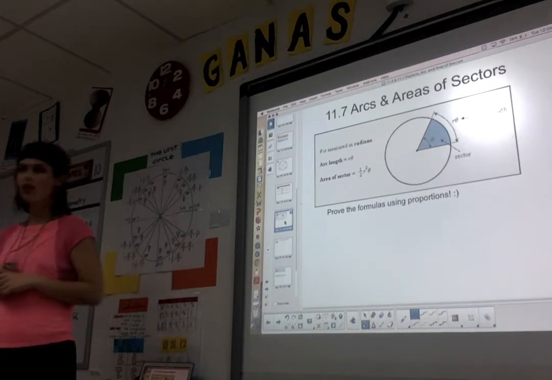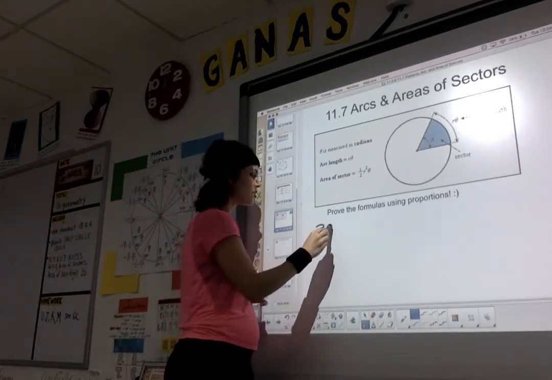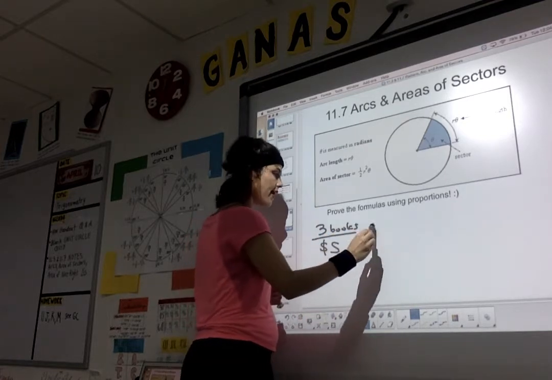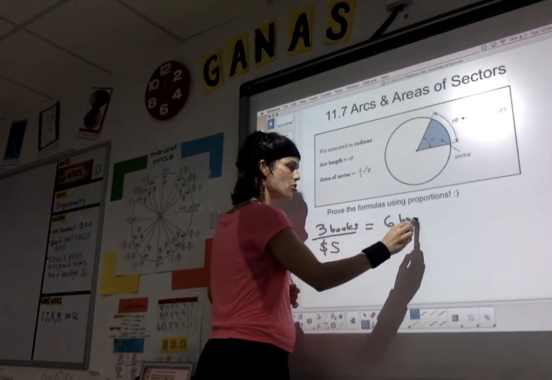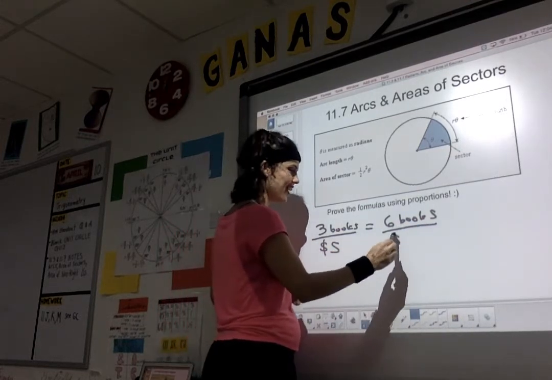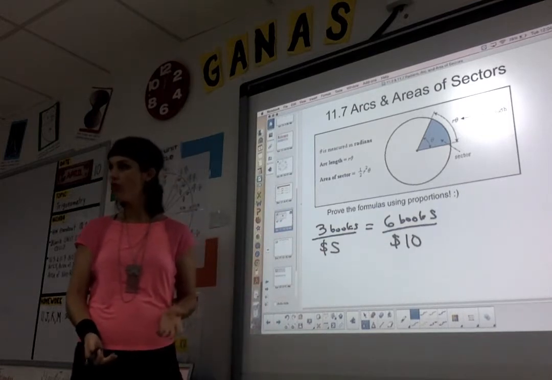So, 3 books cost $5. 3 books is to $5 as 6 books is to what? How many dollars? Yes, $10. Ta-da! That's a proportion.